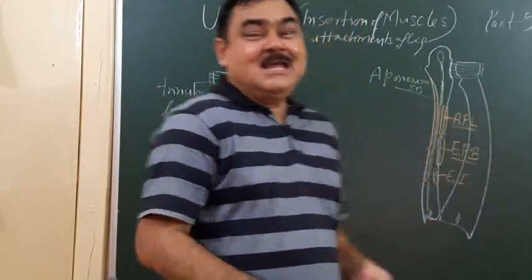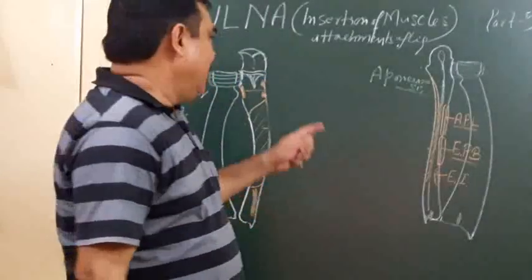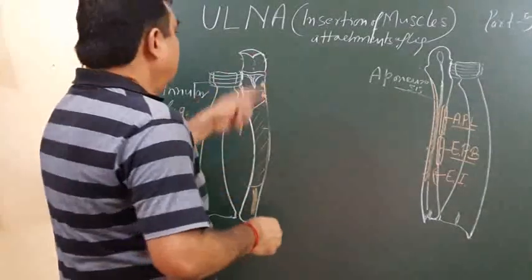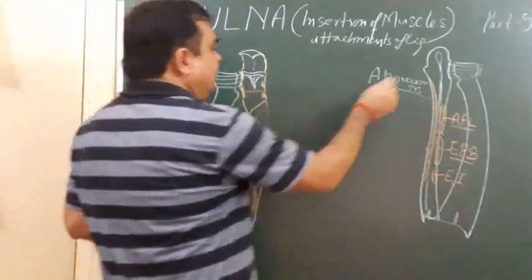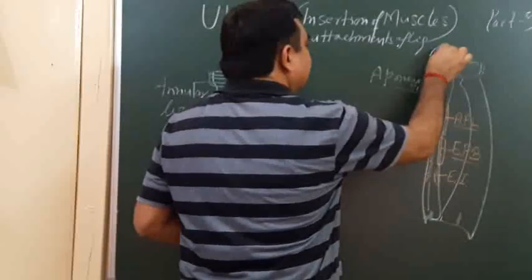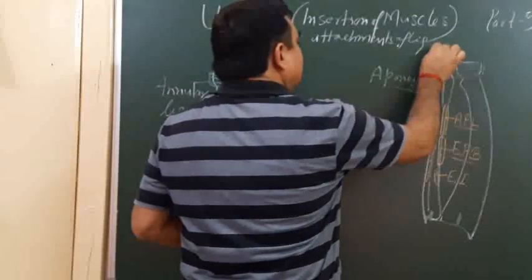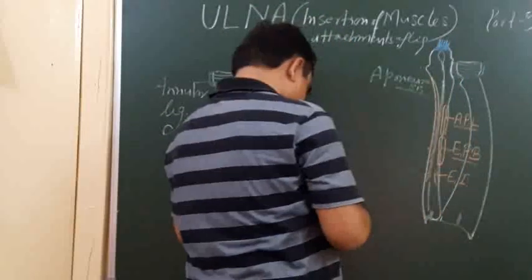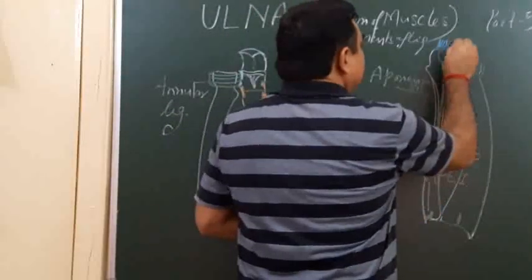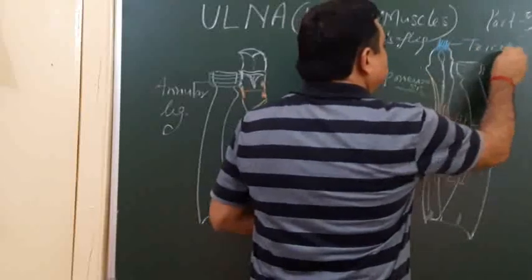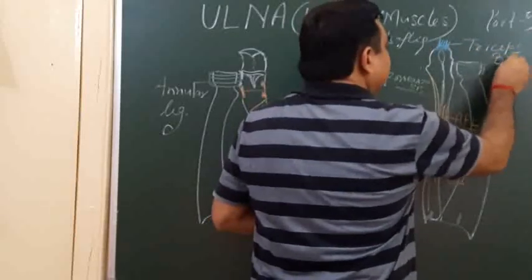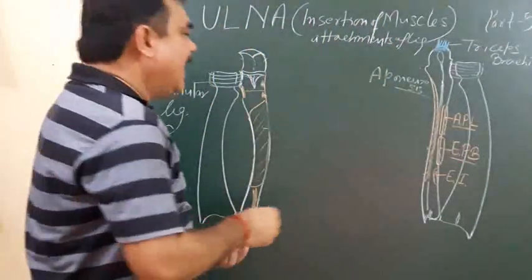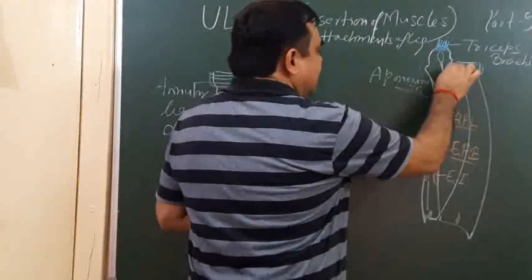Now I will discuss the insertion of the muscles on the ulna. Here, this is the styloid process. Here one muscle is inserted. This muscle is triceps brachii. Another muscle is attached here.